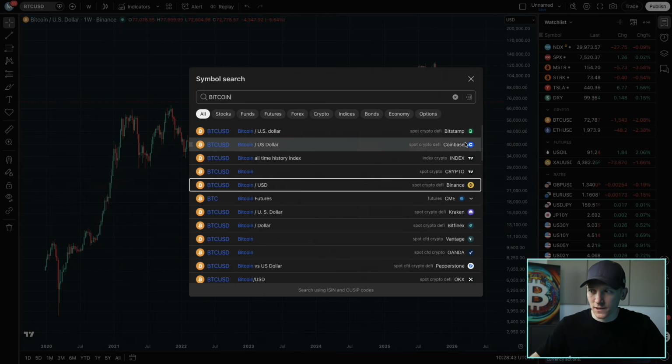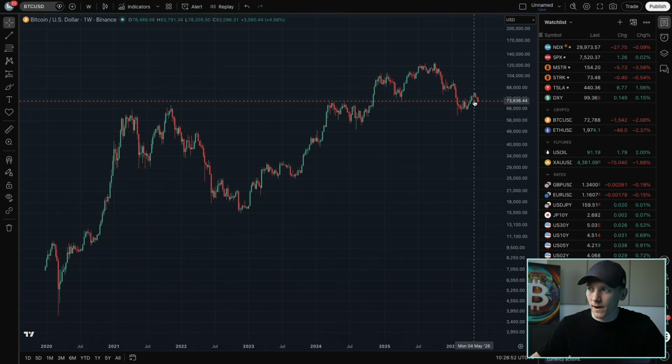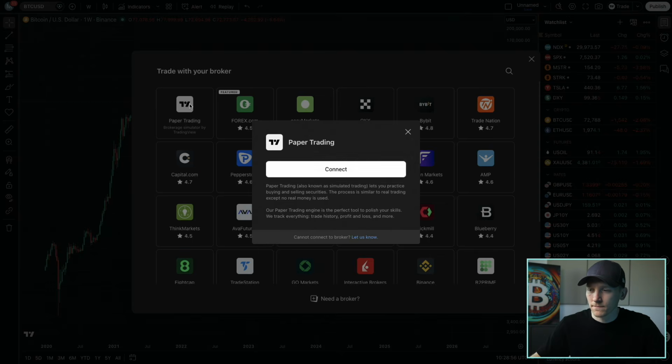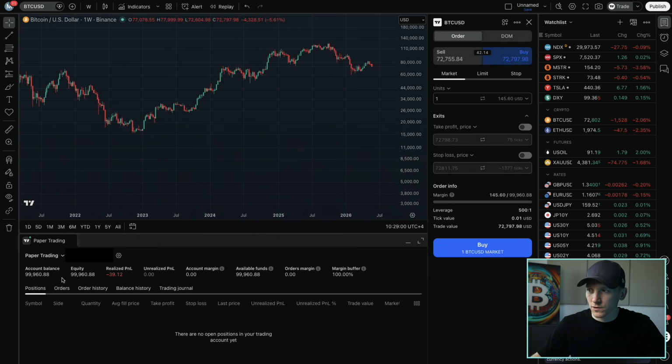What you want to do is find an exchange to trade on, and that's going to simulate trading on that exchange. So something like Binance I can pick here. This is Bitcoin against dollars. Now what we need to do is open up the trade panel. So in the top right, it's TradingView here. So trade, and then you want to go to paper trading and press connect. And it's going to bring up your account. It's going to give you some equity to trade with.